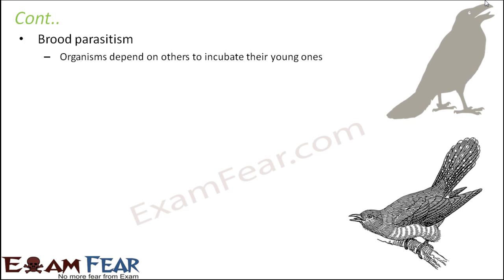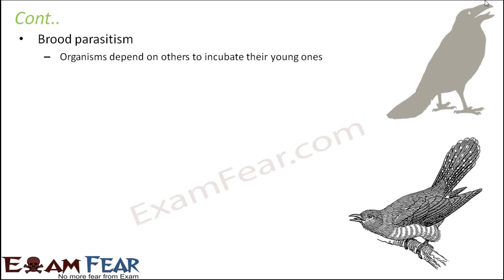The third type of parasitism is called brood parasitism. So let us see what is brood parasitism. Here organisms depend on others to incubate their young ones. So there are certain organisms, especially a lot of birds, which depend on other birds to take care of their young ones, so that they give shelter to their young ones. So let's look at the common example of the cuckoo and the crow. These birds lay their eggs in the nests of other species. So that's quite surprising, right?